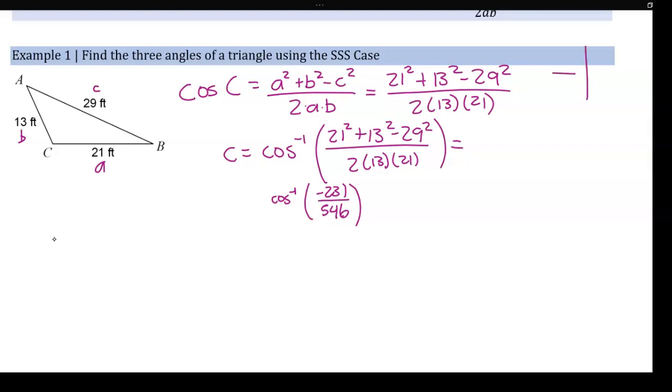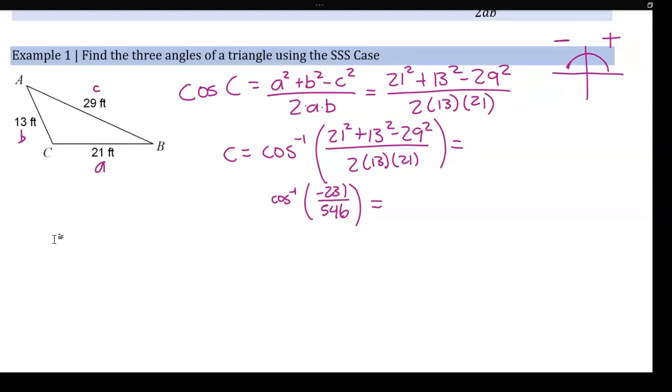Remember, cosine inverse gives you an angle between 0 and pi. So if the value is positive, it's going to be in quadrant 1. If our cosine value is negative, the value is going to be in quadrant 2. So we should get an obtuse angle from this, because the cosine value being negative means that C is in quadrant 2. So if we do that, make sure your calculator is in degree mode.